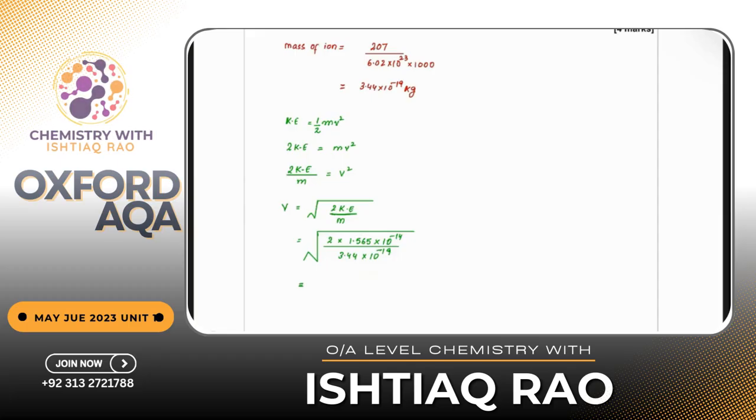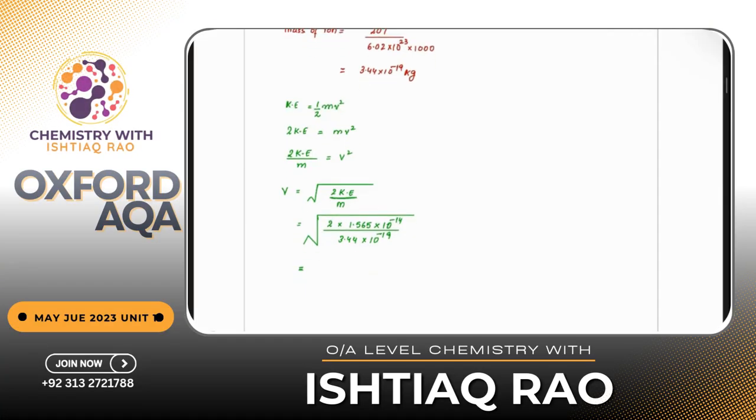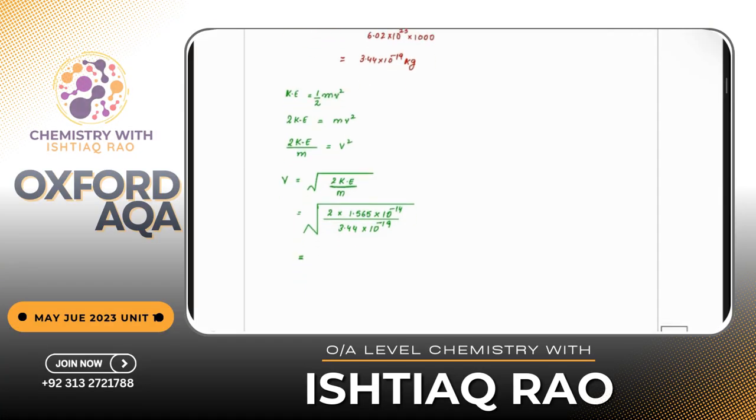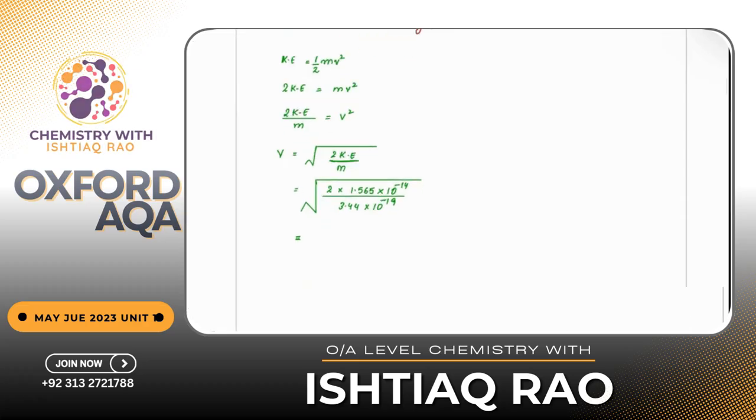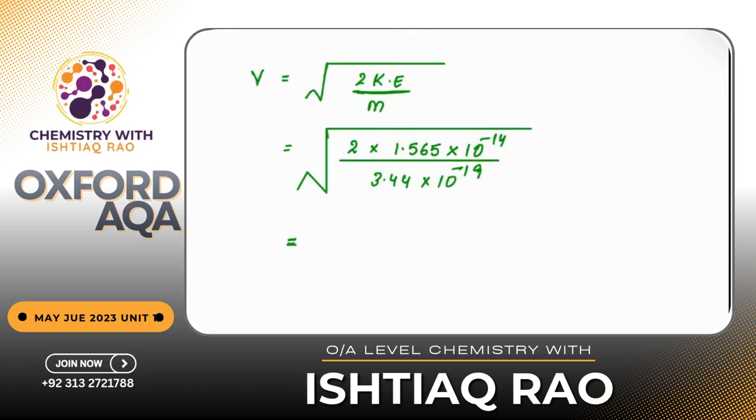Is that 2 times 1.565 times 10 to the power of minus 14? I can't read the number. Is it 1.565 times 10 to the power of minus 14? Okay.